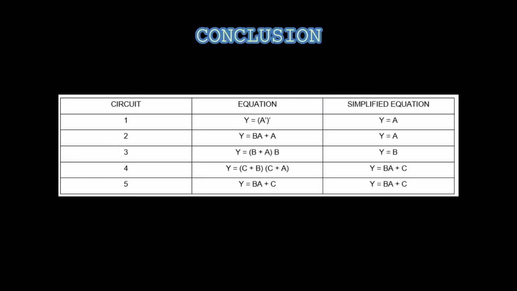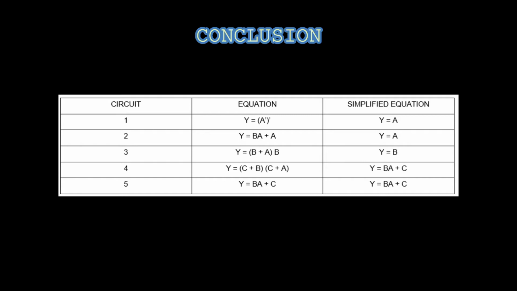So after observing the tables for the circuit, we come up with the conclusion. The first circuit of the experiment can be written as A prime prime, which when simplified would be Y is equal to A. Therefore, the input of A would be the same as the output. If the input is 1, then the output would be 1. If the input is 0, then the output would be 0.